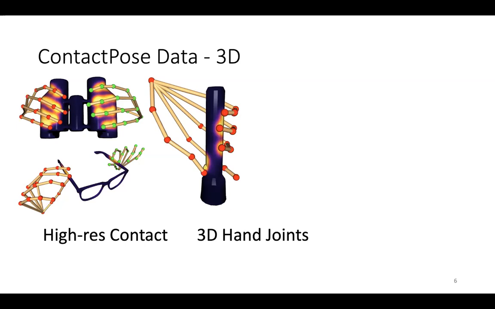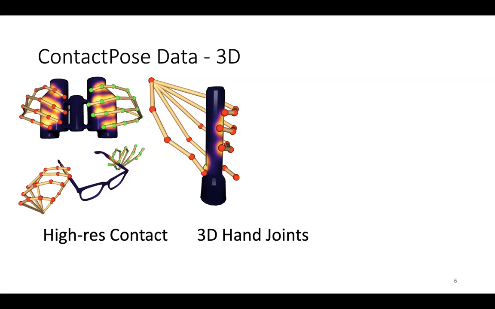Here's an example from the dataset. We have high quality 3D models of 25 objects that people use in daily life, and they are annotated with many grasps. Each grasp, the hand in each grasp, is represented using 3D joints, which are expressed in the object coordinate system.